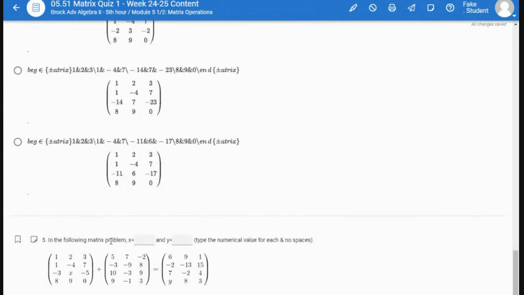And then here's the one I promised you was going to be on the quiz. What's X? What's Y? Now I did it with a 2 by 2. They're doing it with a 4 by 3. But what's X? It still works just as simple. They're just adding these two together. Since they're the same size, they can do that.